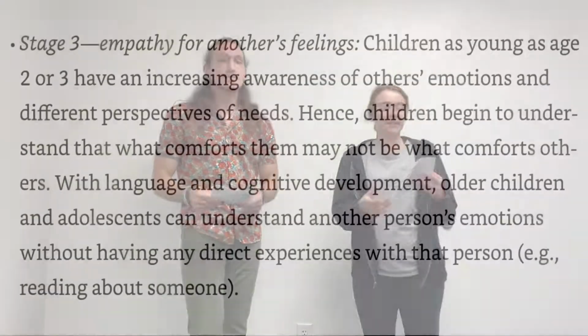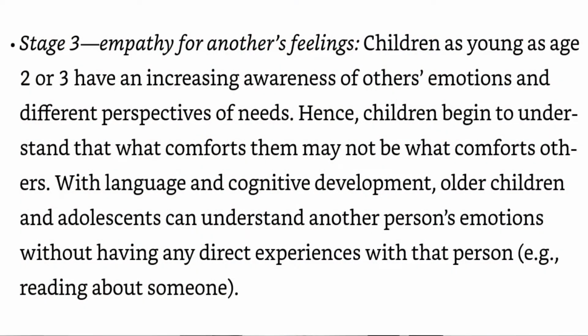And then the third stage is empathy for another's feelings. Children as young as ages 2 to 3 have increasing awareness of others' emotions and different perspectives of needs. So this is where a child realizes somebody is upset, but they also realize whatever comforts themselves is not always going to comfort that next person. Not everything that comforts you is going to comfort me. And that's kind of like the beginning of true empathy.